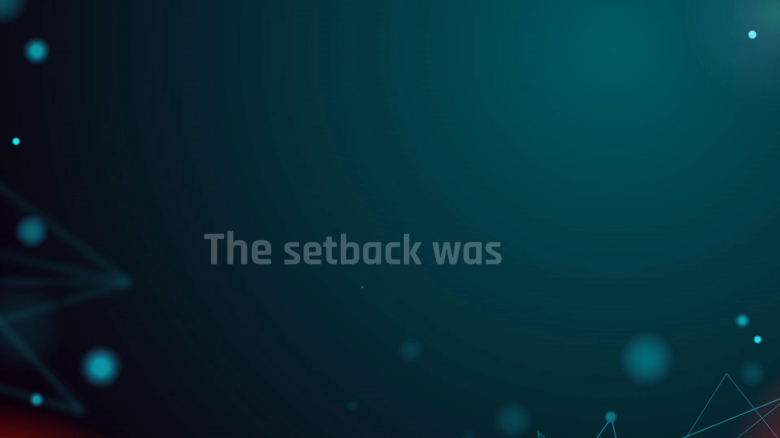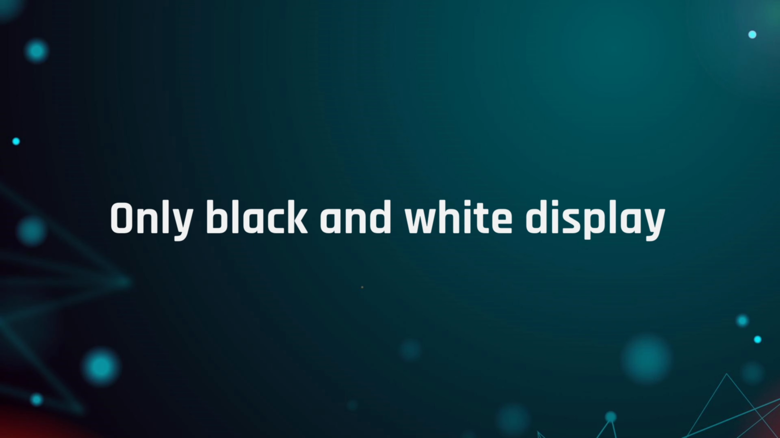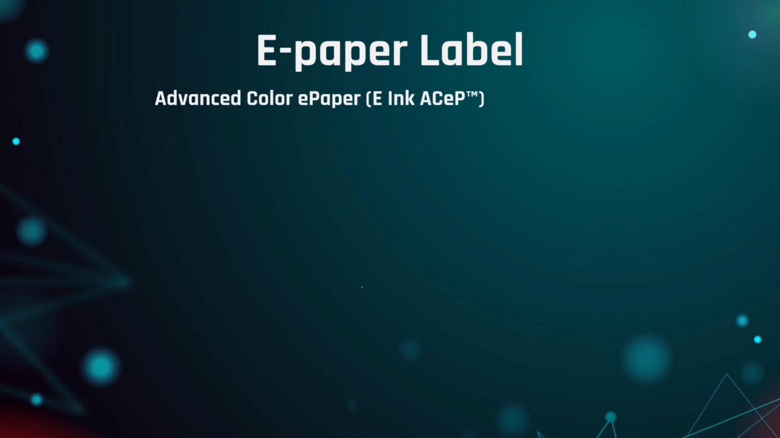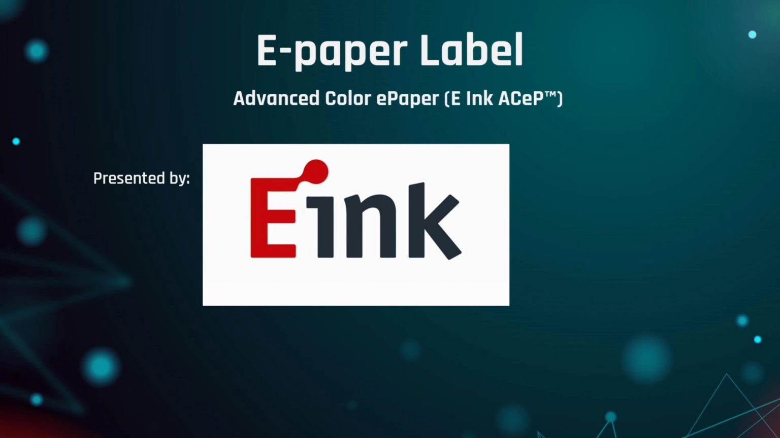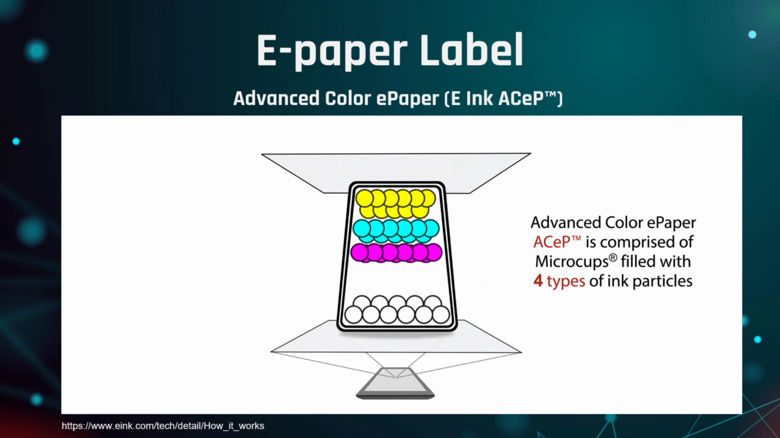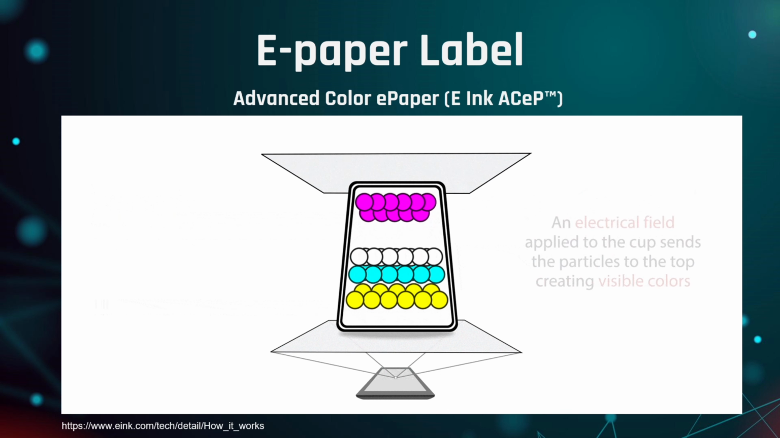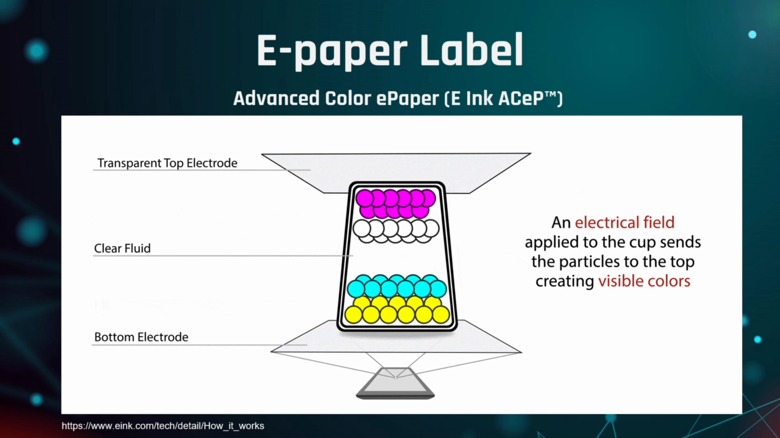However, there was a setback of old techniques. Old techniques can only display black and white. How to display other colors? So, E Ink Advanced Color ePaper is the technique presented by the E Ink company. They developed a patented microcapsule structure to encapsulate e-ink. There are 4 types of e-ink particles. By separating electric fields, different color particles flow to the surface and accomplish full color display.